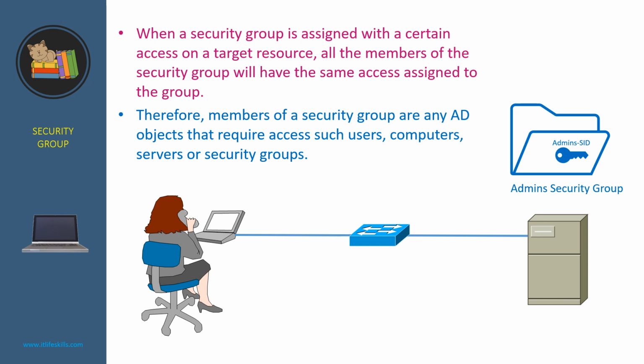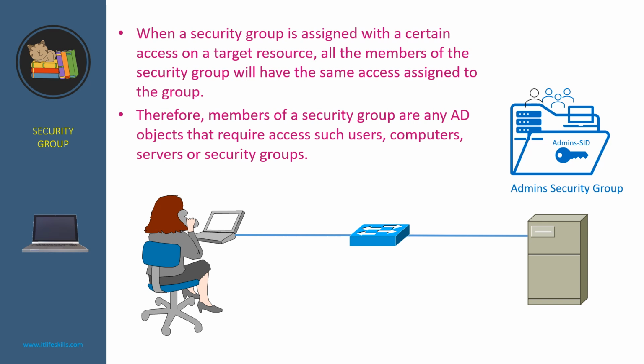When a security group is assigned with a certain access on a target resource, all the members of the security group will have the same access assigned to the group. Therefore, members of a security group are any Active Directory objects that require access, such as users, computers, servers, or security groups. Now, let's take a look at this example.